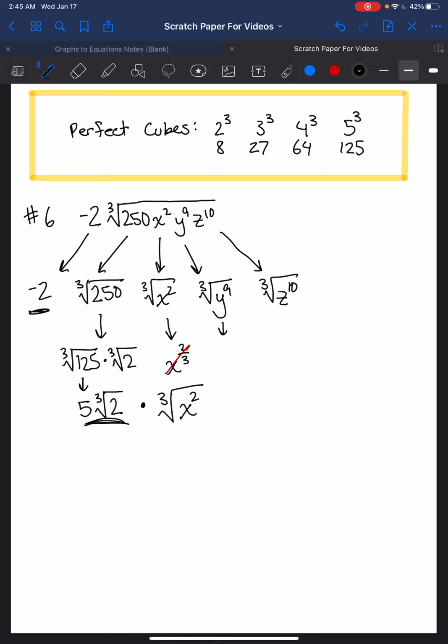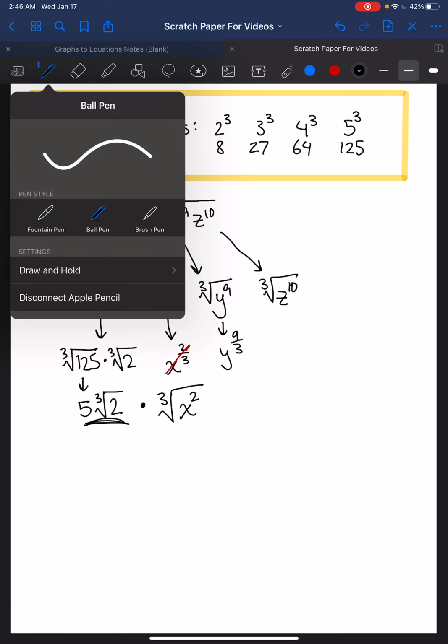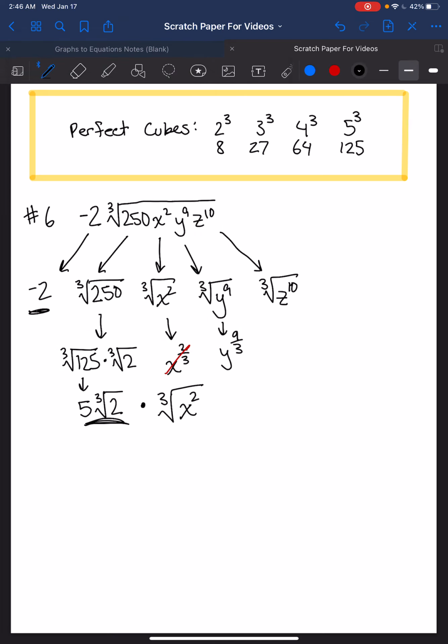Okay, fraction. Y to the 9/3. In over out, 9/3. This is very nice. My goodness. 9/3 is 3. Last one.